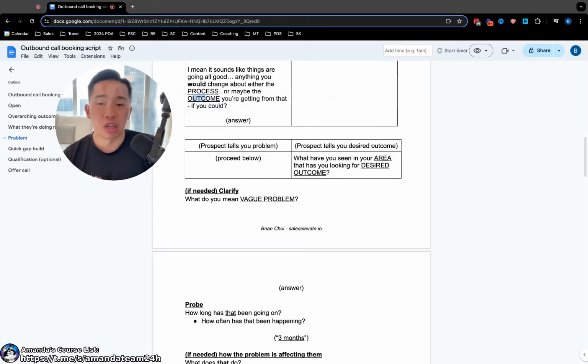If you're selling something like lead gen, is there anything you would change about either the way you're generating the leads or, I guess, the quality or the outcomes you're getting from that, if you could? Then they'll either say, oh, referrals are not that reliable, or it's taking too much time, or the quality of leads is bad.